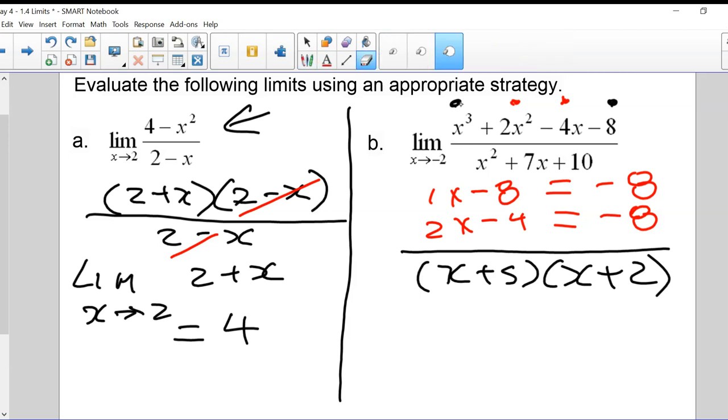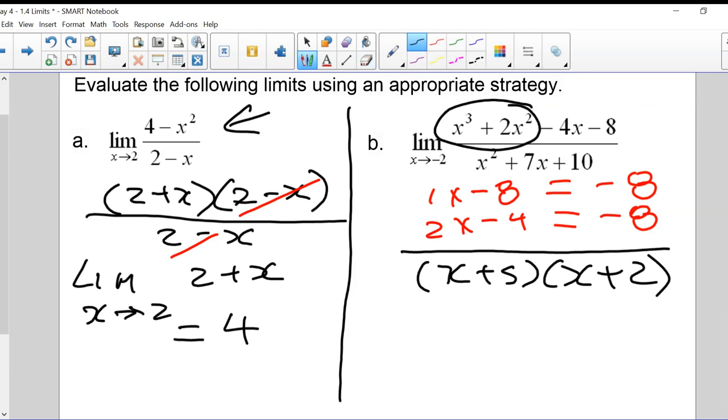Let me erase this part right here. What is the common factor between the very first two terms? What is the common factor between those two terms? X cubed and 2x squared. What's the common factor? X squared. So I'm going to write down x squared, and I'm going to factor out what you get from factoring x squared out. I think you're going to agree it's going to be x plus 2.